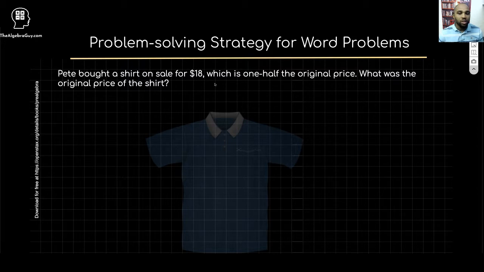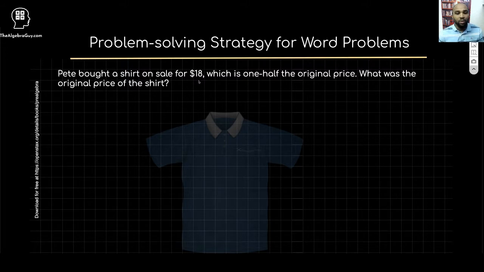So let's start with this problem in order to understand what I mean. Pete bought a shirt on sale for $18, which is half the original price. What was the original price? Well, if he bought it for 18, which was half the original, you can probably figure out in your head what that is, but that's not the point.